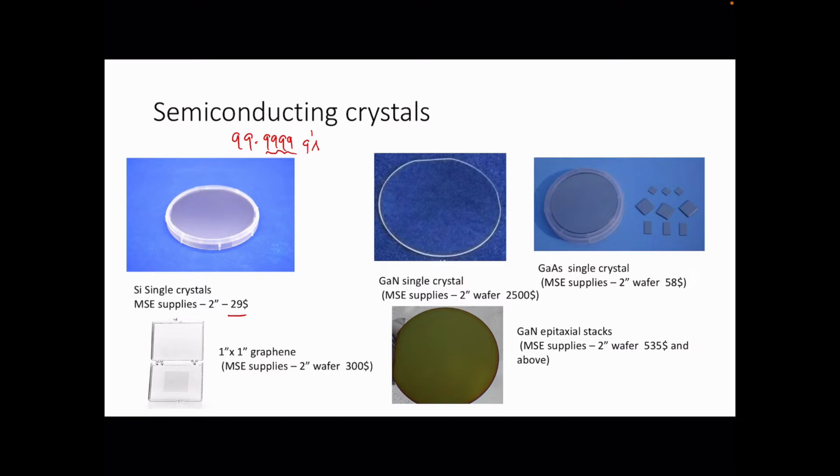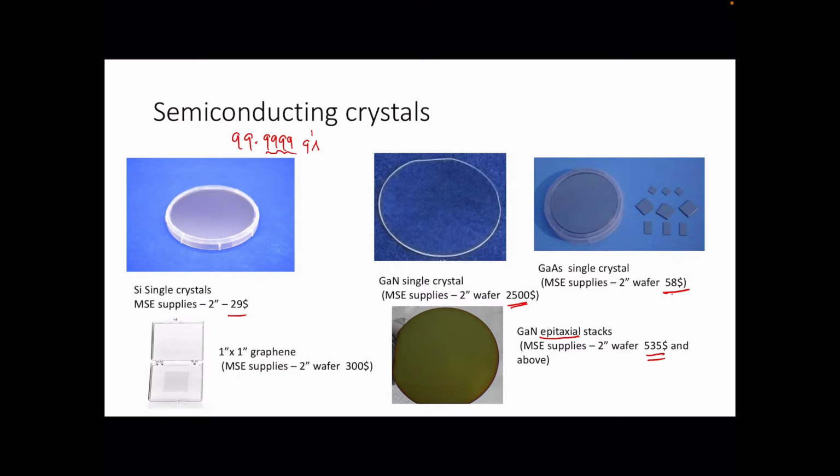Gallium arsenide, another single crystal, costs about $58, while a gallium nitride single crystal wafer costs about $2,500. Now, why does it cost so much? Gallium nitride is another important semiconductor which is used in power electronics and such. While gallium nitride as a single crystal wafer costs so much, there is something called an epitaxial stack, where gallium nitride is grown on top of another material. It costs about $535. You can see the stark difference in the prices. That's because of the difficulty with which they can be grown.